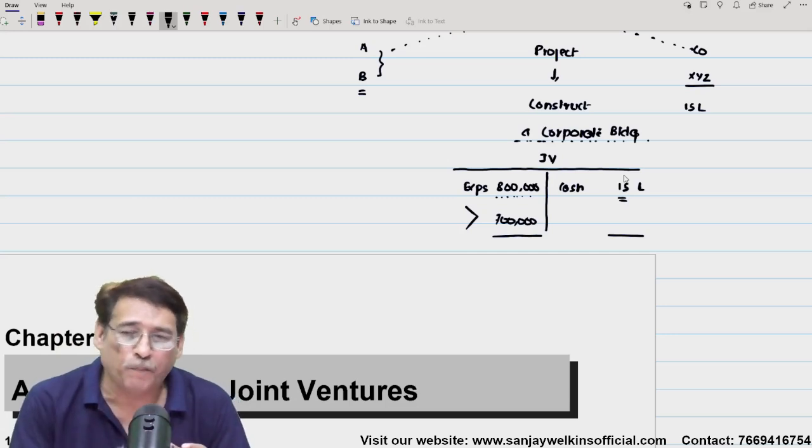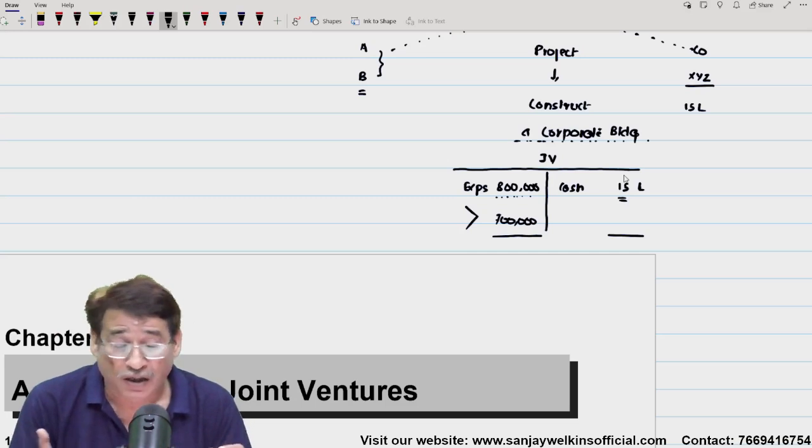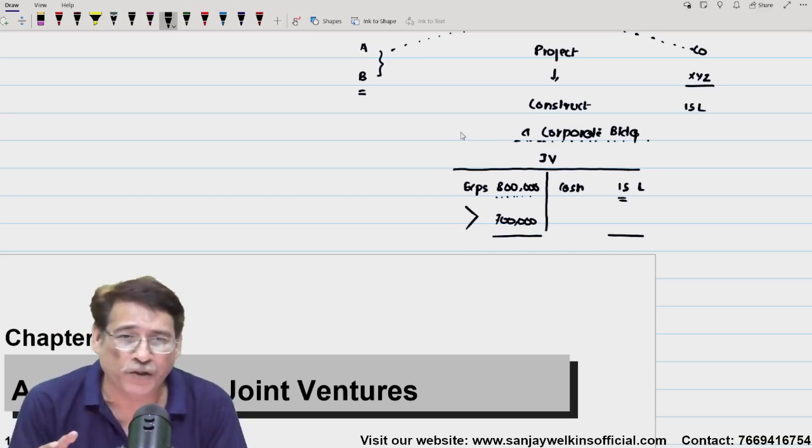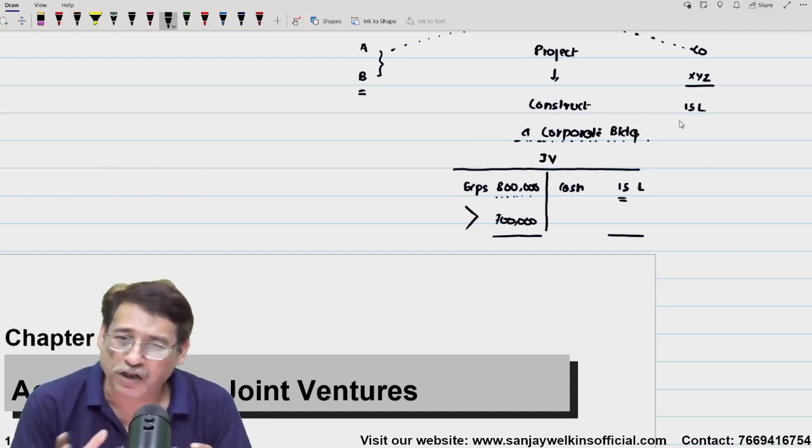Because here the profits may be quick, but at the same time they may have to incur losses. Let us say they took nearly 5 months to complete the corporate building. So within 5 months, they are able to make quick money of rupees 7 lakh. The moment they receive the money and the contract gets completed, this partnership will come to an end.